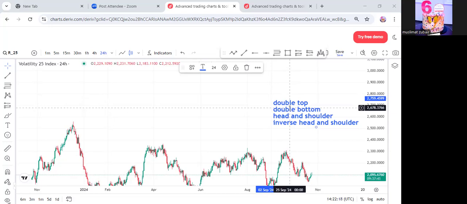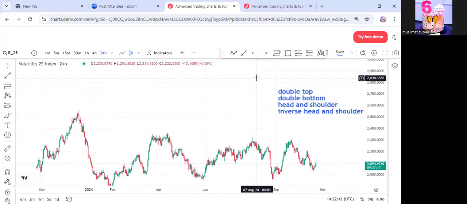If the market is bullish or in an uptrend, when you see a reversal chart pattern, probably a double top, double bottom, head and shoulder, or inverse head and shoulder, the bullish market will tend to change direction to a bearish market. So we are not only going to be talking about this, but I'm going to be showing you live examples. But let's move on from here.